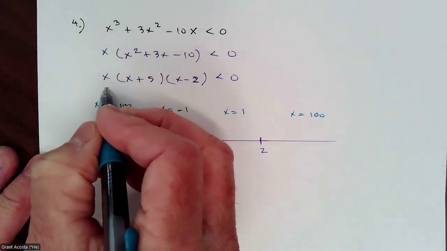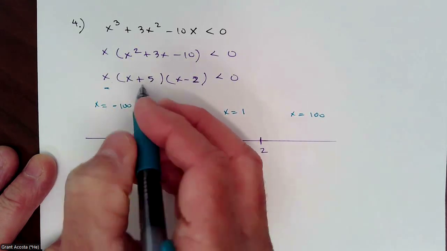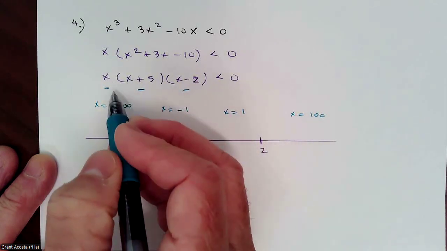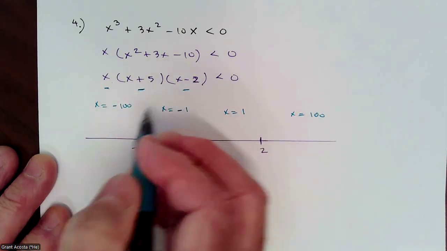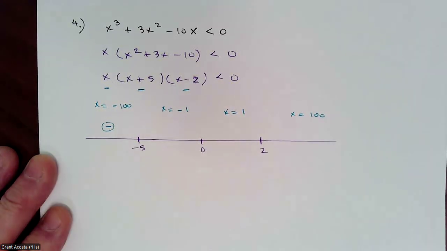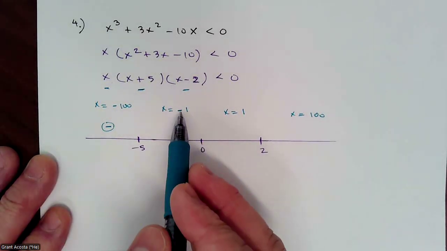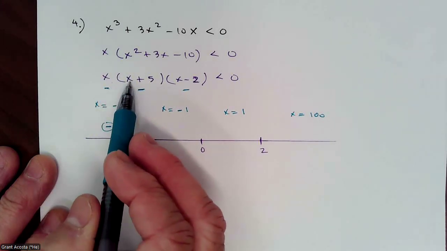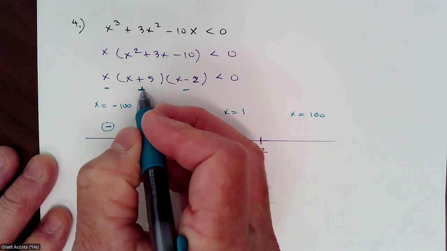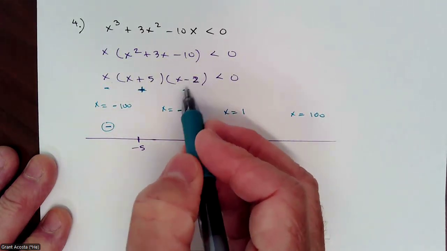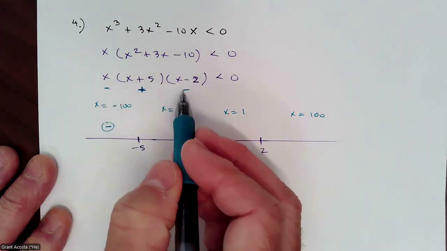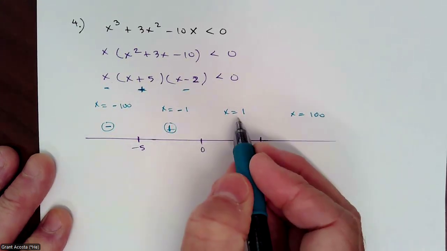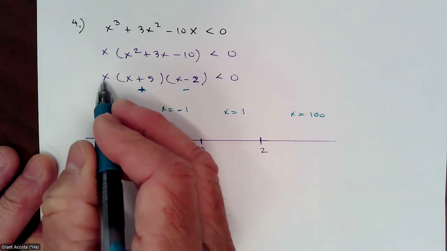-100 here would make this negative. -100 plus 5 would clearly be a negative number. -100 minus 2 is negative. When you multiply 3 negative numbers together, you're going to get a negative. Okay, -1. If I put that in for x, that'll stay negative. -1 plus 5, however, is going to be positive. -1 minus 2 is still negative. 2 negatives become a positive, times a positive. This makes this positive.